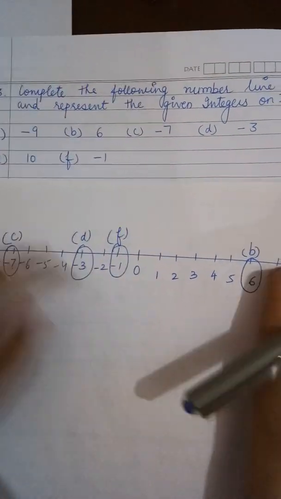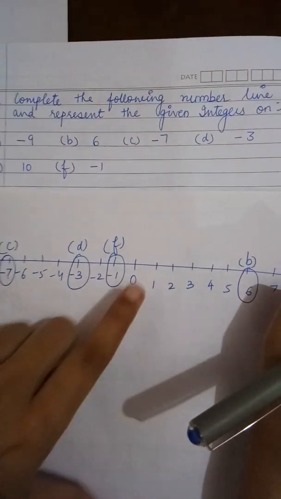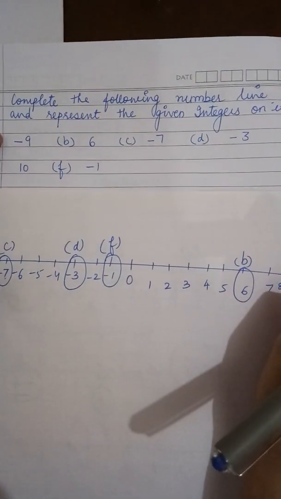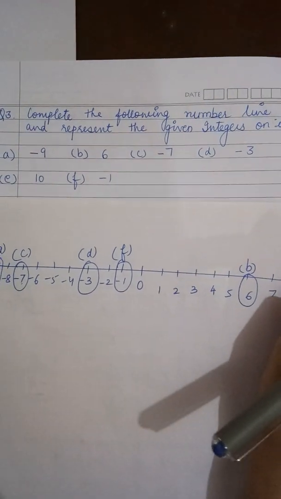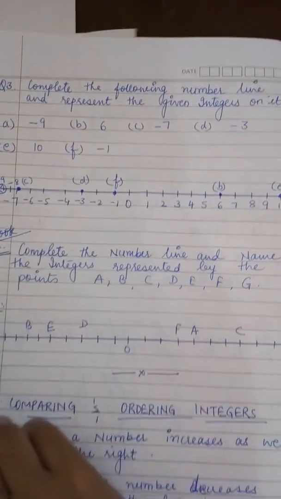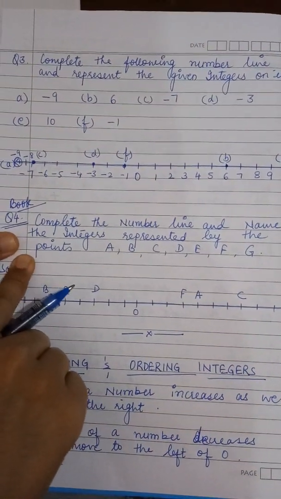Minus 1. So this was your question number 3. Draw this in the notebook. Okay, and then you have to mark like this, because you have to represent the given integers on it. So you have to represent like this. Okay. Now the next question is which you have to do in the book. Question number 4 you are going to do in the book.